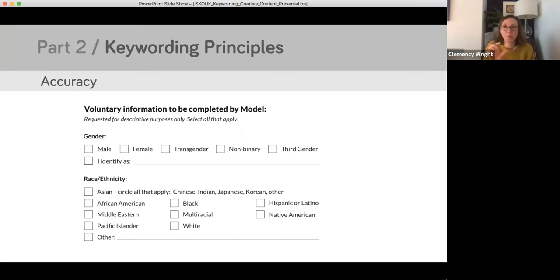This is just a section of a release which is available through one of the major stock libraries. And we can see here that in addition to male and female, the model may choose to identify as transgender, non-binary, third gender, or simply to write in what they wish to be identified as. When faced with this as a keyworder, I need to refer every single time we have a commercial image to what the model has provided in this form. And I need to make sure that I'm reflecting that accurately in my keywords. And again, there's additional fields for ethnicity as well.